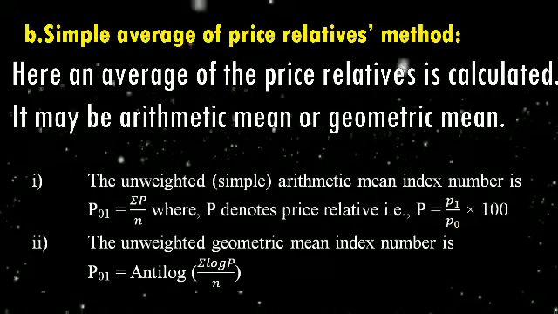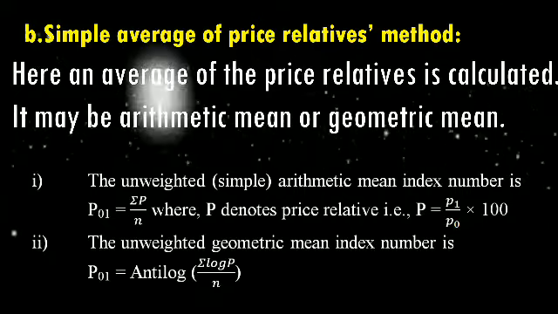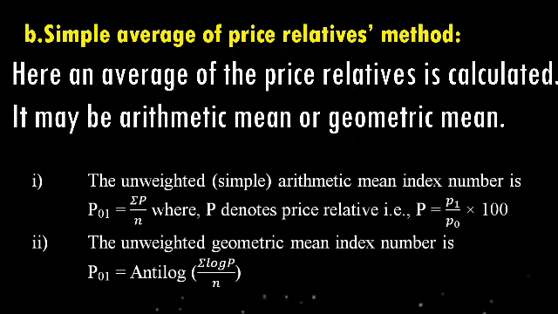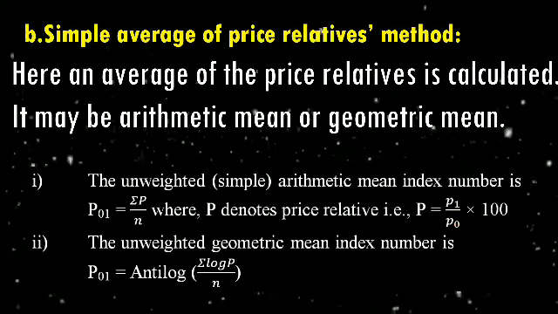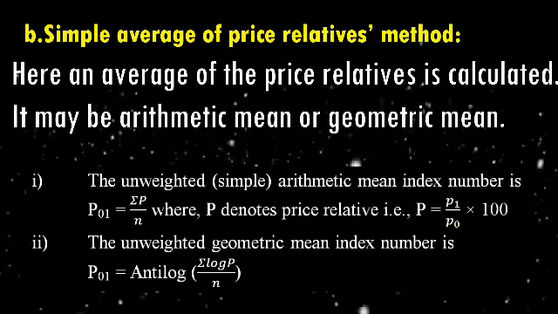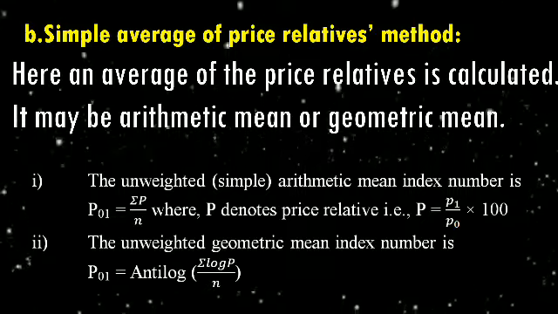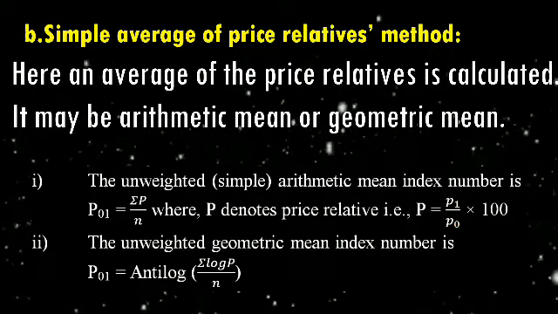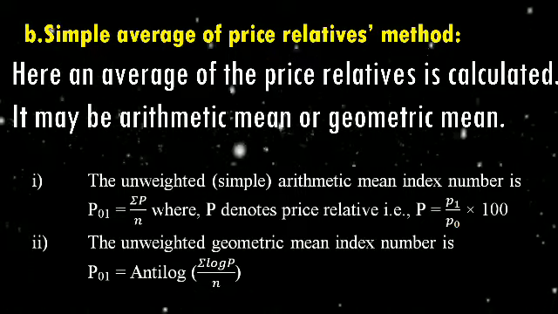Second one, the simple or unweighted geometric mean index number, which is given by the formula P01 equal to antilog of sigma log P divided by small n. In order to find the geometric mean, you should always find all the log values and then find the antilog of the sum total of that.